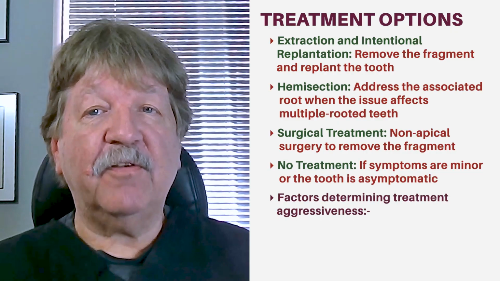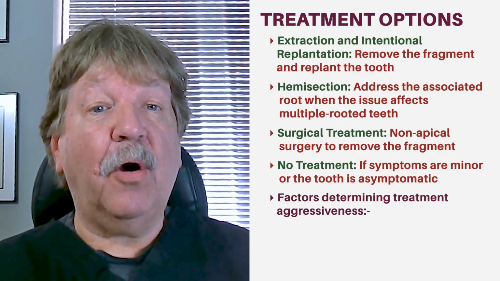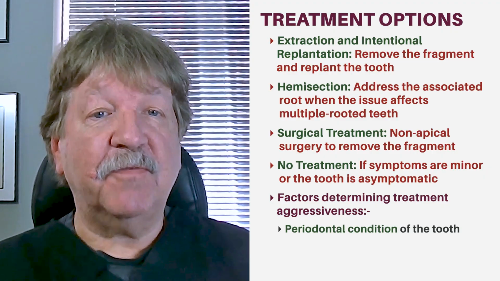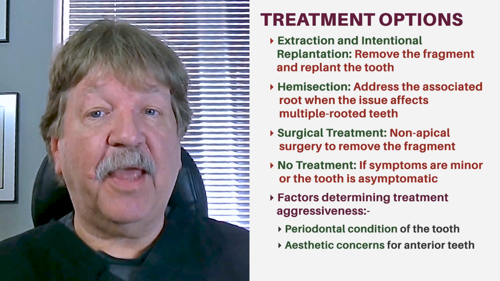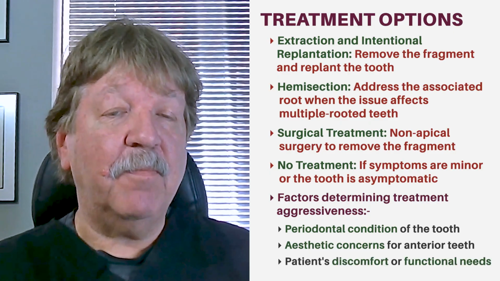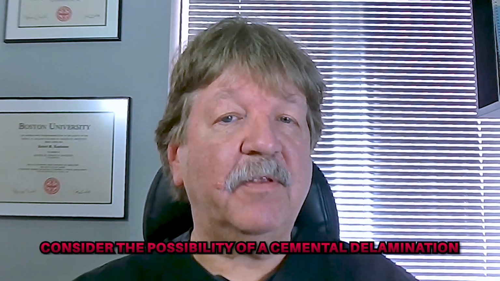Again, many other factors play an important role in determining how aggressively we are going to go about attempting to remove this fragment, with the current periodontal condition of the tooth, aesthetic considerations in the anterior portion of the mouth, and the level of discomfort or function being some of the most important considerations. So the next time you're considering treatment on a tooth that apparently has a radiolucent finding at the apex and deep periodontal pockets with periodontal bone destruction, consider the possibility of a cemental delamination or a cemental tear. Albeit rare, make sure to do pulp tests.